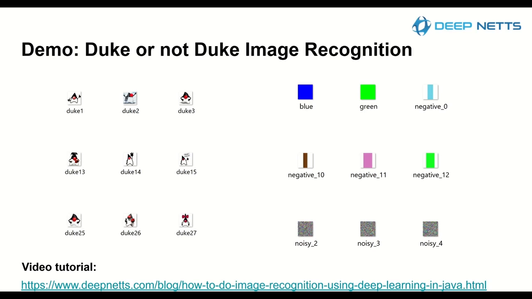As you can see, there are two groups of images, one with Dukes and the other one with negative examples. The basic principle of how deep learning works is to give a model a set of examples and to initiate the training procedure. By the way, the entire video is available on the link below.